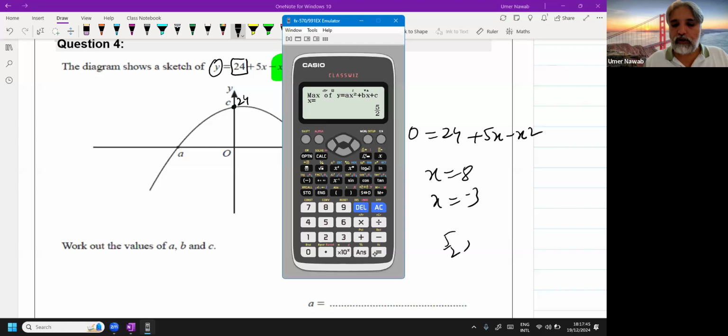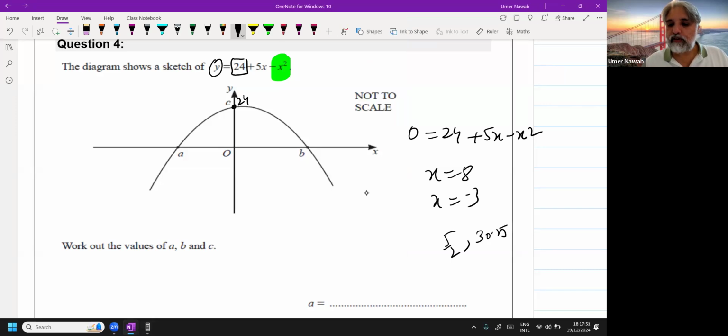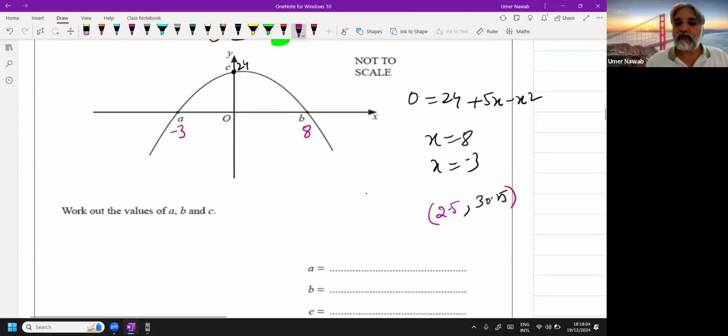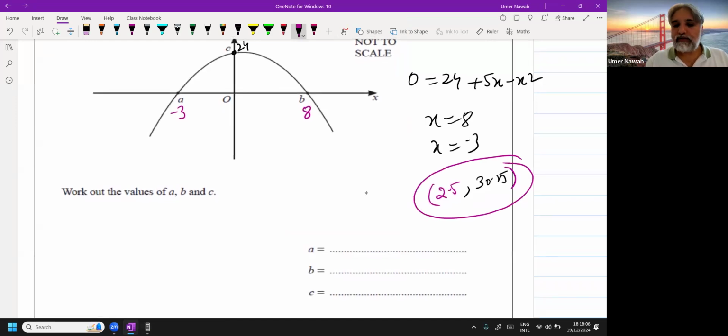The third stroke gives you 5/2. The fourth stroke gives you 121/4, which is 30.25, and this is 2.5. So imagine your calculator gave you the complete information. So this is -3, this is 8, and that is 24. He's not asking you the vertex. So A is -3, B is 8, and C is 24.